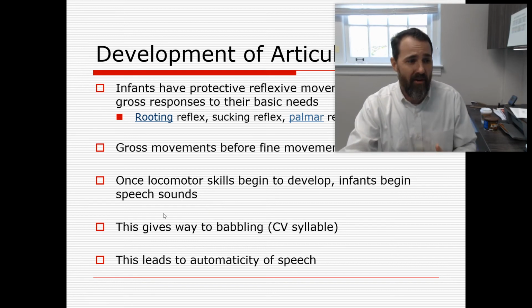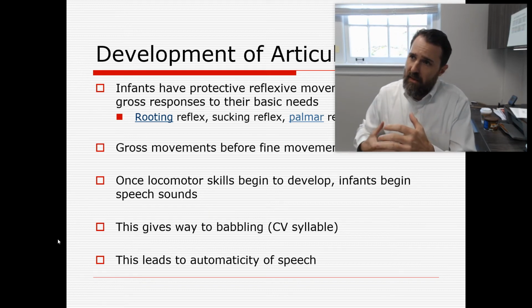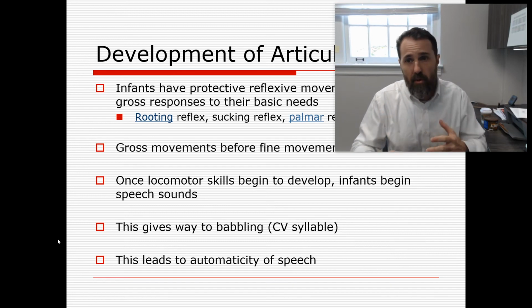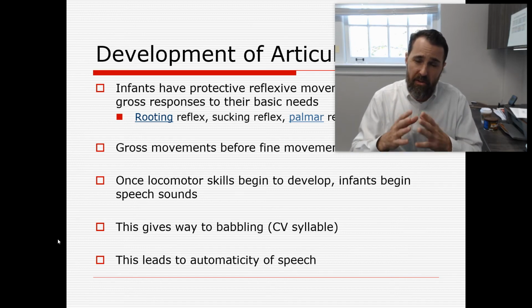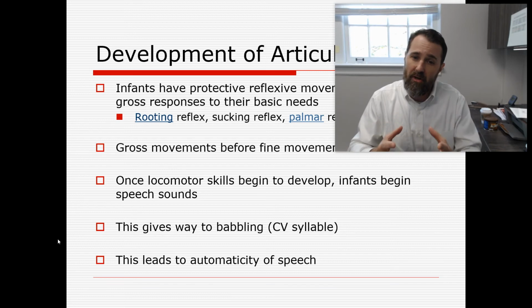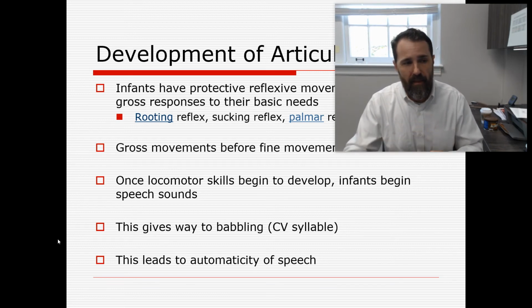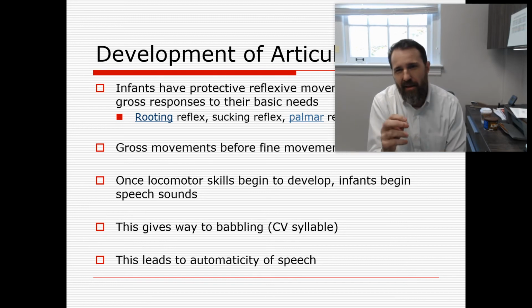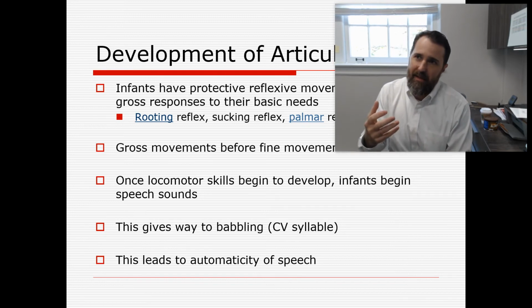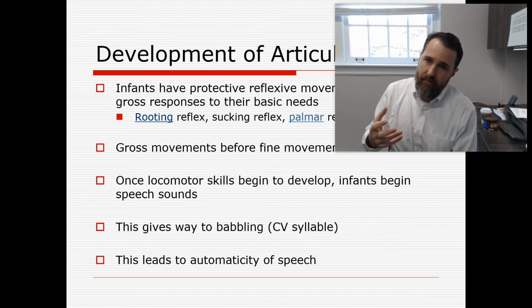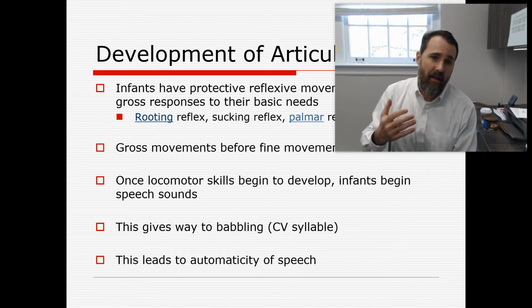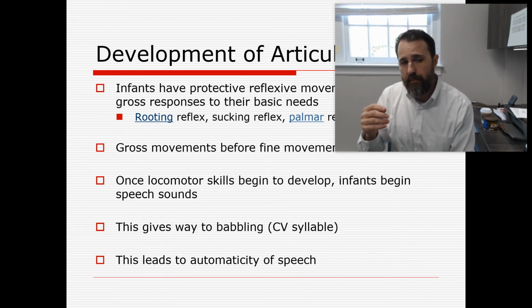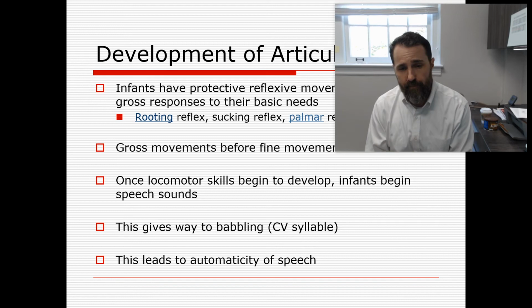And in this case, we're talking about articulation. So the onset of the baby's gross motor movements tends to cue the onset of the baby's fine motor movements, which in this case, we're talking about speech. So we're talking about the onset of babbling. And what babbling is, is that baby lying in their crib, usually by themselves or back and forth with mom or dad, saying things like ba ba ba, da da da, pa pa pa. And it's usually a consonant vowel combination.